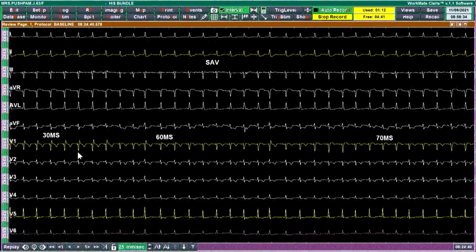Then we increased the AV delay to 60. You can see a very slight hump of the R wave. That means that the AV node has started fusing. And you can see the memory T waves in all the chest leads, irrespective of the AV delay. Memory T waves again confirm that we have captured the septum and the conduction system, not the septum alone.